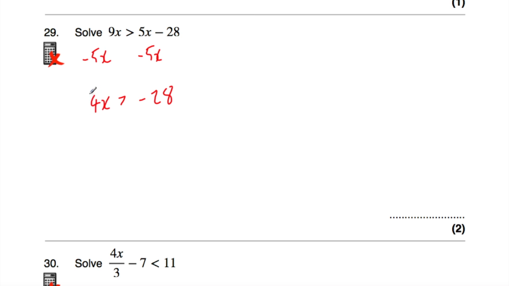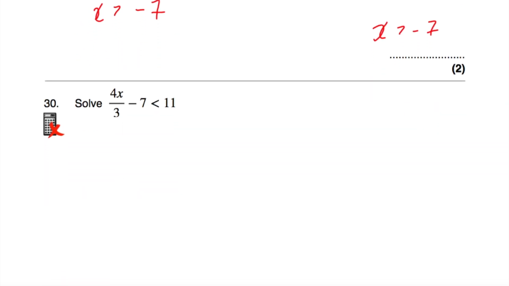Okay, now we want to get rid of this 4, so let's divide both sides of the inequality by 4. So let's divide by 4 and divide by 4. So on the left hand side, 4x divided by 4 would just be x. We're dividing by 4 to get rid of the times by 4. And that's going to be bigger than. And don't think that that's going to change, because we're just dividing by 4. So only whenever we're multiplying or dividing by a negative, you need to swap that sign around. And minus 28 divided by 4 would be minus 7. And that's it. So x is greater than minus 7.